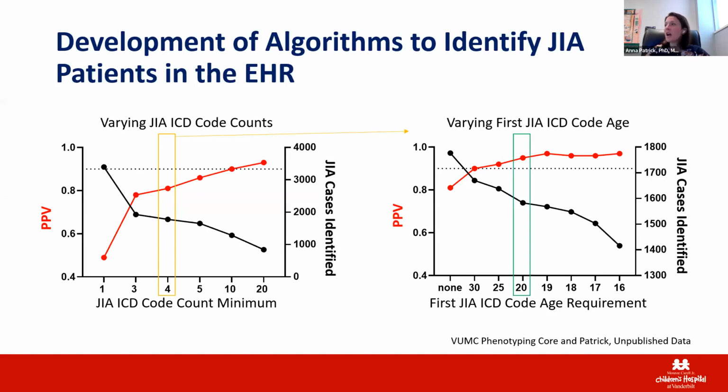So we selected a JI algorithm requiring greater than or equal to 4 ICD code occurrences on separate days and the first appearance of an ICD code documented at or before 20 years. This algorithm identified 1,583 JI cases with a positive predictive value of 0.95. One of our goals was to leverage these algorithms to identify JI cases with genetic data available that links to the longitudinal patient records.